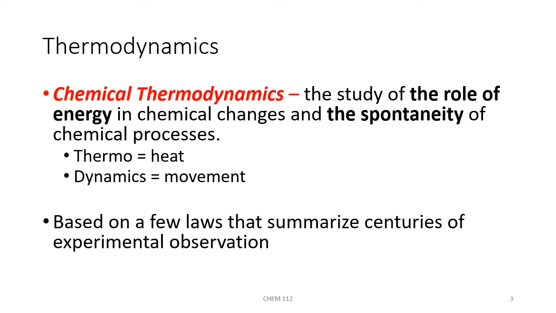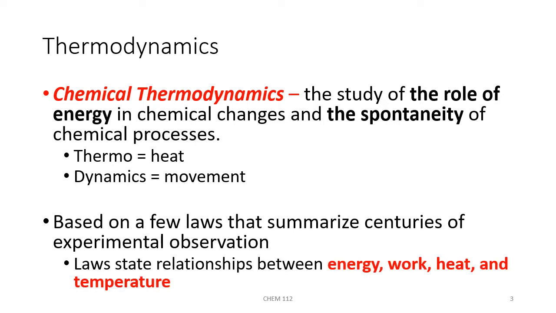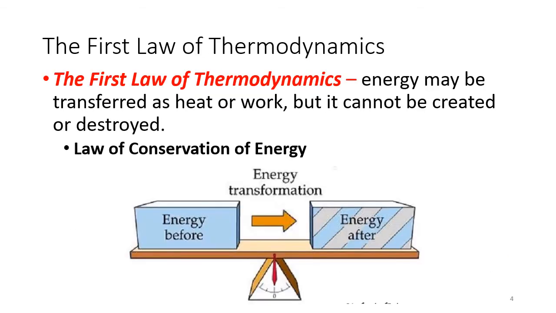Based on a few laws that summarize centuries of experimental observation, we can look at laws that give us the relationship between energy, work, heat, and temperature. We previously learned about the first law of thermodynamics, which is also sometimes known as the law of conservation of energy. The first law states that energy can be transferred as heat or work, but it cannot be created or destroyed. So energy can only change forms.